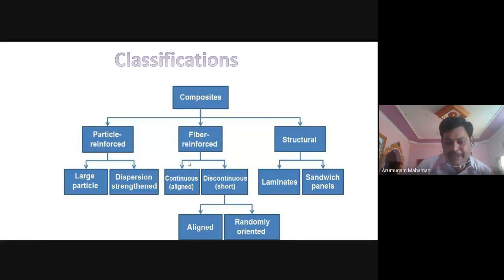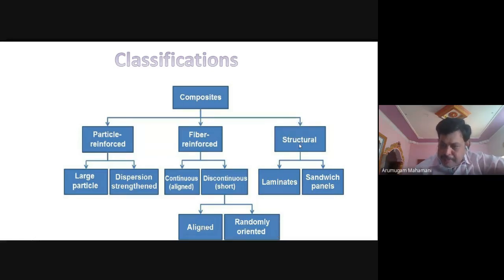Then fiber reinforcement: you have continuous and discontinuous fiber, long fiber and short fiber. Short fiber is called a whisker fiber. Again, the discontinuous fiber can be kept aligned or randomly oriented. Depending upon our property requirement, you can go for aligned or randomly oriented.